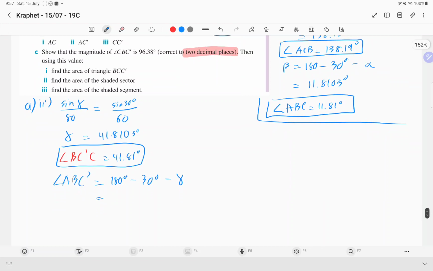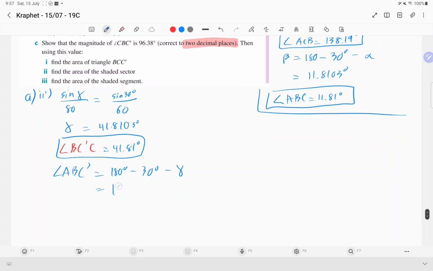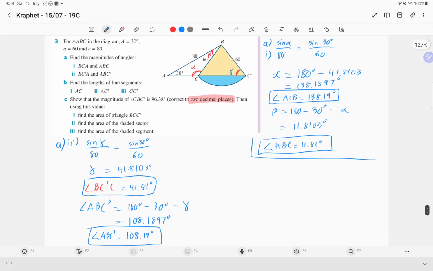So 180 minus 30 minus that. Let's see, what would that be? Okay, so that's the answer from earlier: 108.1897 degrees, and that would be 108.19 degrees. So that's angle ABC dash. All right, let's write it in the final answer here. Okay, so that's the answer for A.